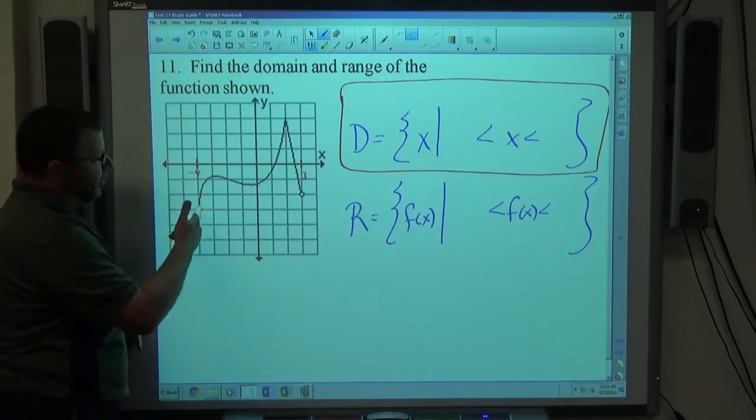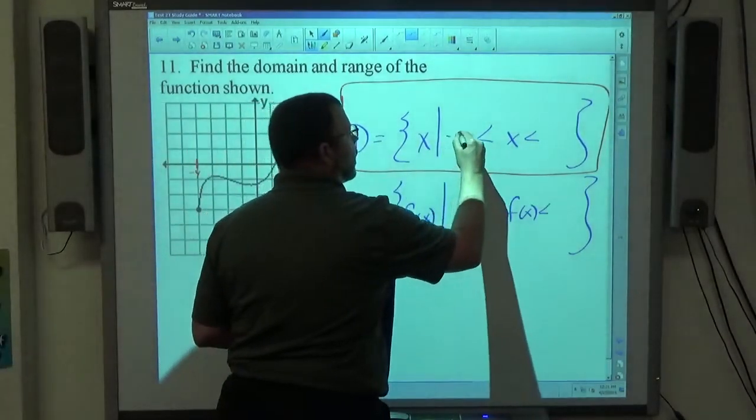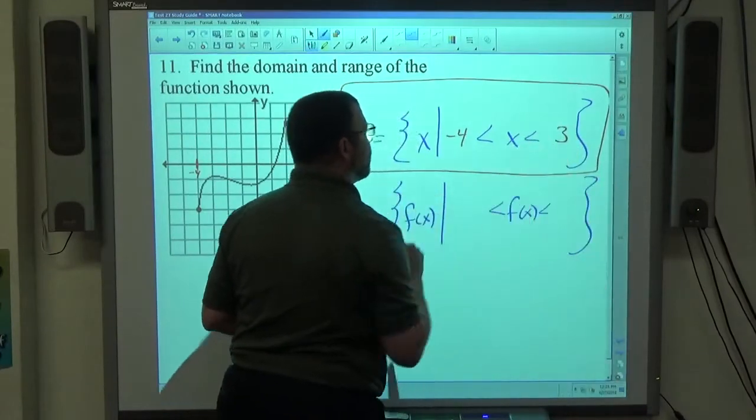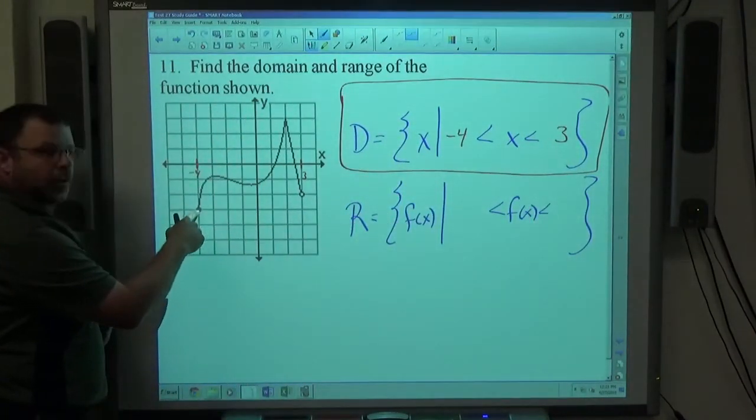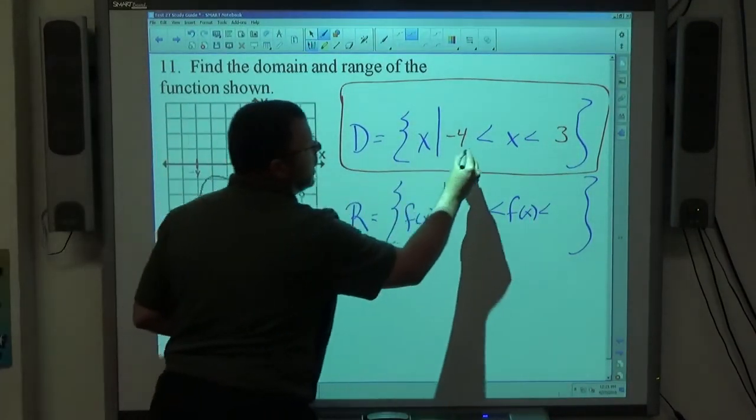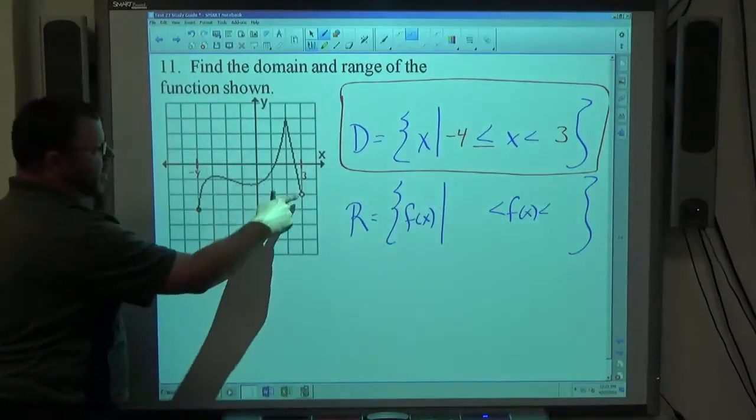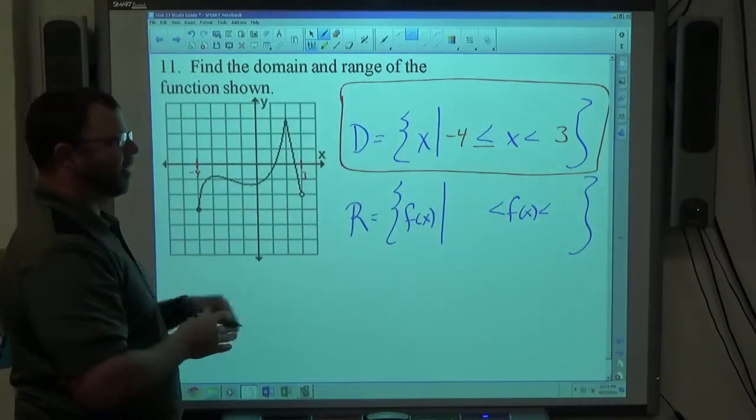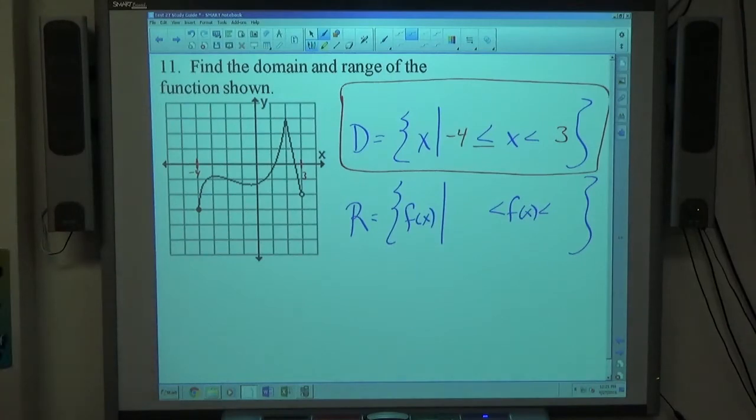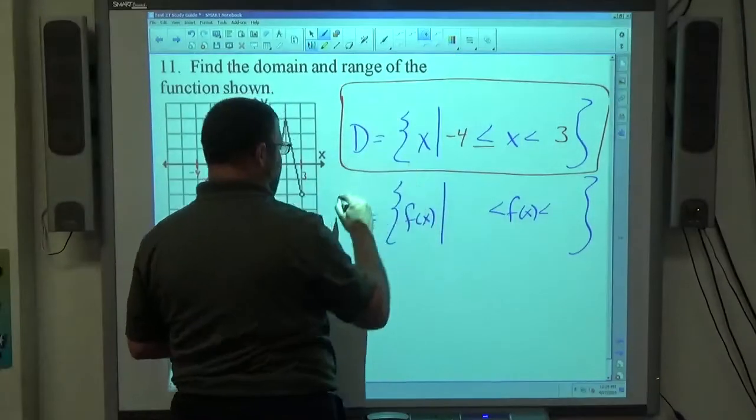I'm starting at negative 4. I'm ending at 3. So starting at negative 4, I'm ending at 3. My starting point is a closed, filled-in circle, so I put an equals to there. My ending point's an open circle, so I just leave it less than, the end. There's the domain. As far as range is concerned, I'm going to do the range in green.